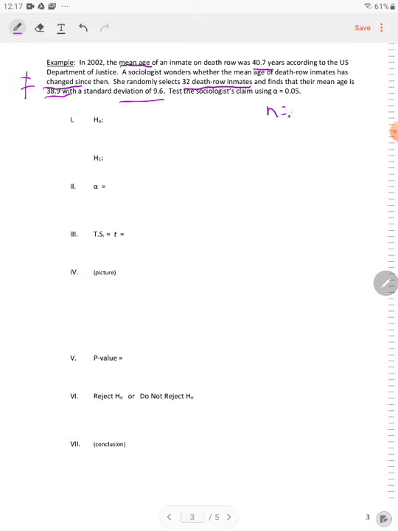So n is equal to 32. The sample mean, 38.9. The sample standard deviation is 9.6. So again, mu is equal to 40.7. Mu is not equal to 40.7. Alpha is equal to 0.05.